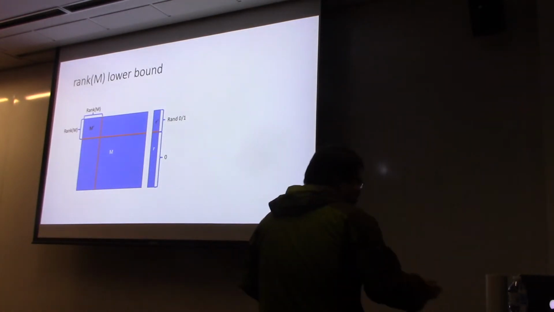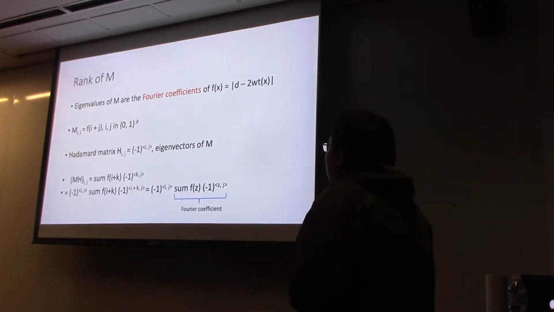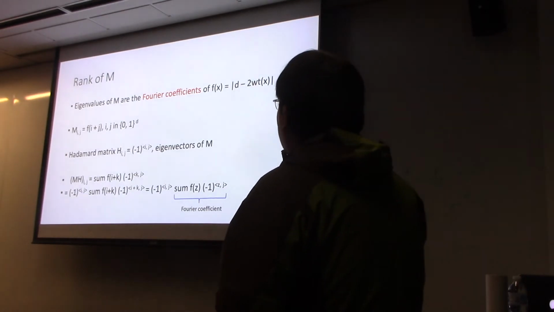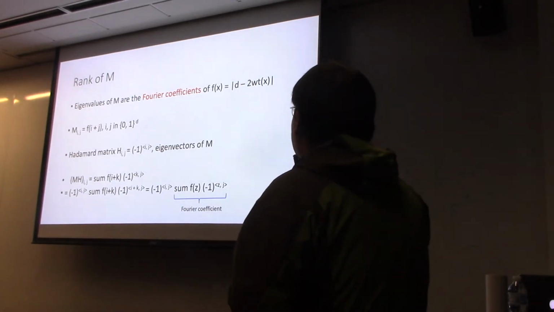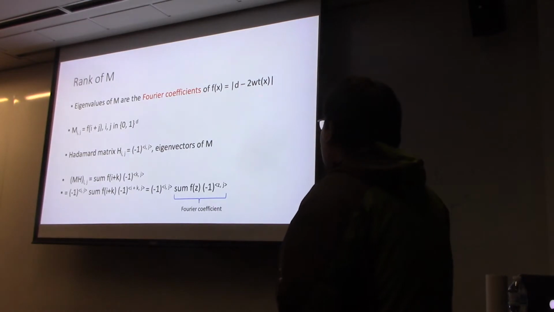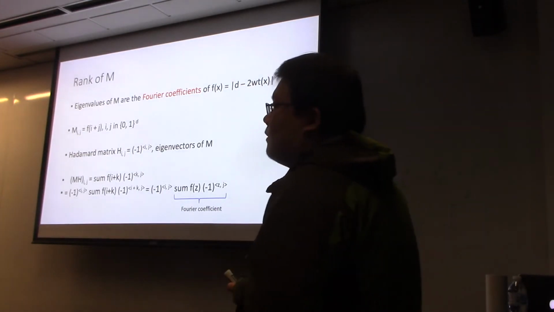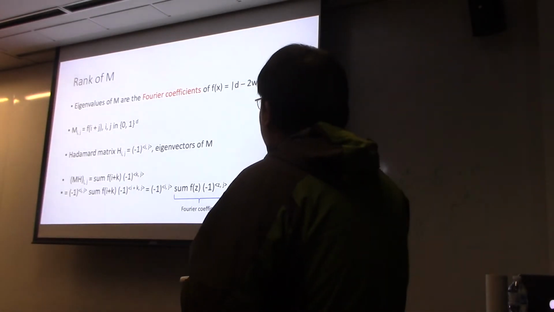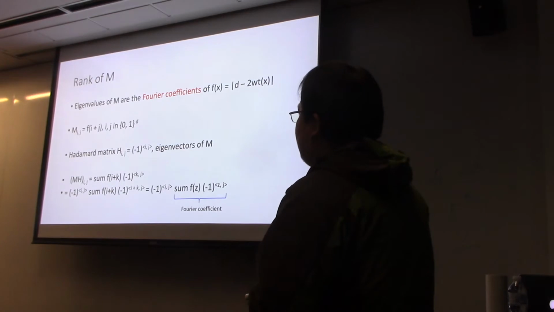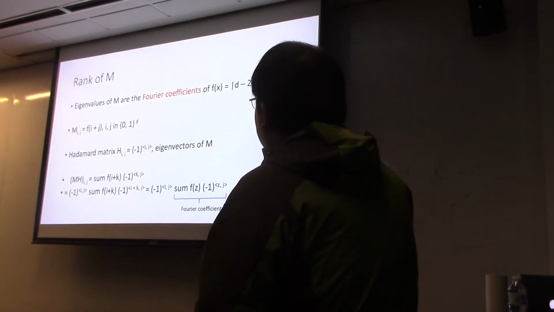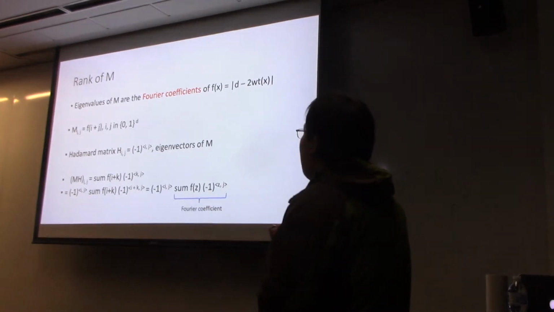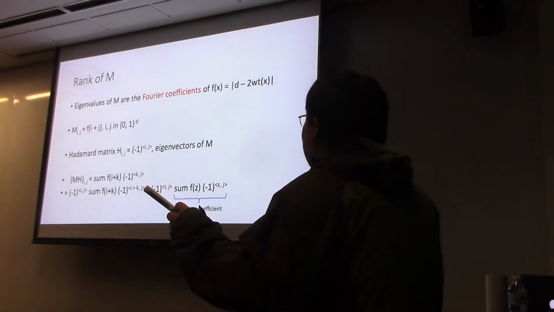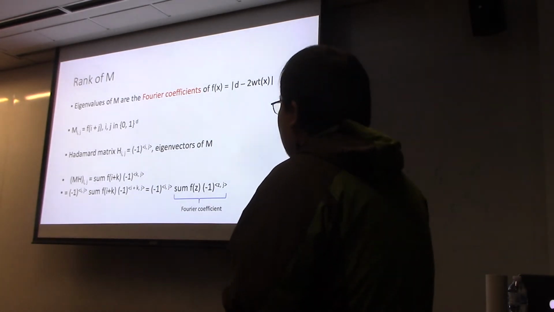Right, so now the question is just to study the rank of M, and I claim that the eigenvalues of M are just the Fourier coefficients of the following function. It is d minus the Hamming weight of x. Here x is defined on, right, so each entry is 0 or 1. And the Hamming weight is just the number of ones in this x vector. So I claim that the eigenvalues of M are just these Fourier coefficients. If you don't know what Fourier coefficients are, it doesn't really matter. We just need a definition. Right, so why is this true?